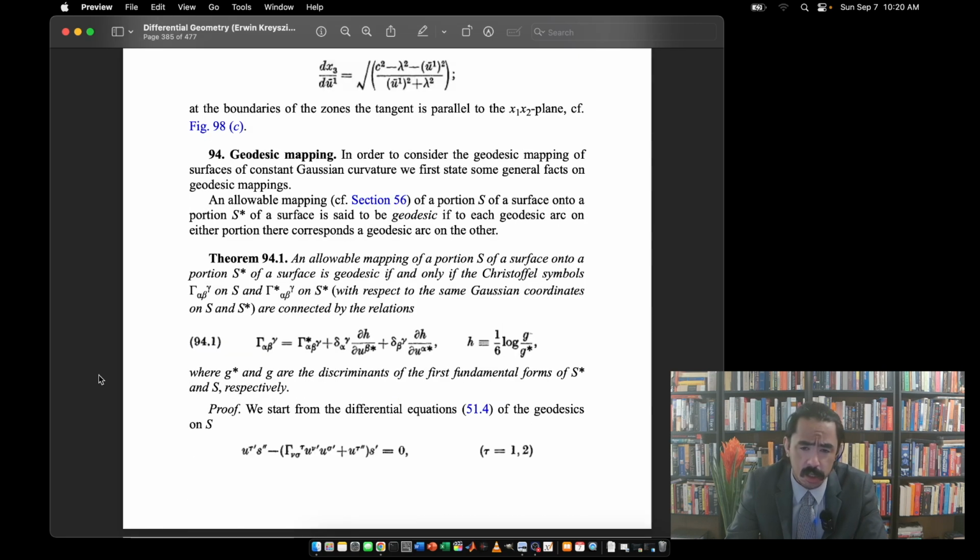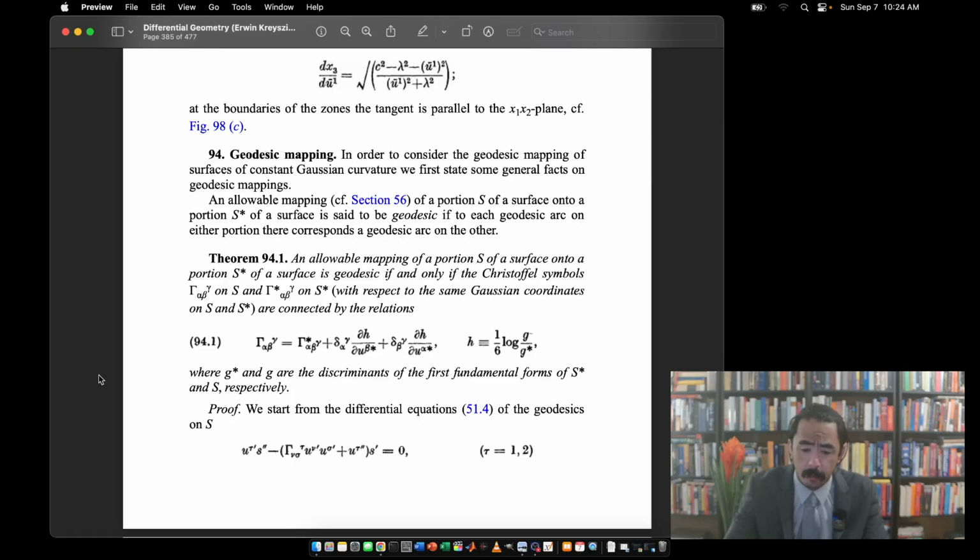We now come to section 94 on geodesic mapping. This one's relatively short here. In order to consider the geodesic mapping of surfaces of constant Gaussian curvature, we first state some general facts on geodesic mappings. An allowable mapping, whose definition was given in section 56, which is the first section of chapter 6, which was on mappings. You can go back and watch that episode if you want.